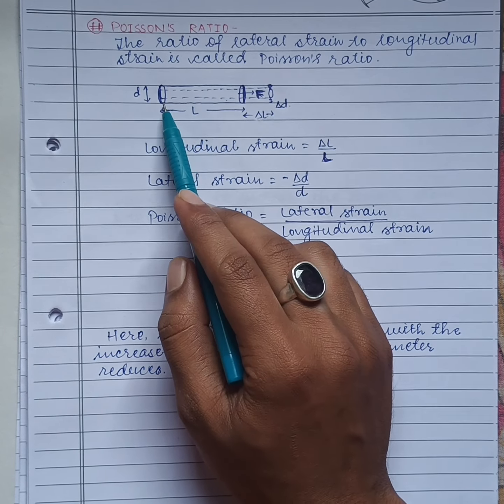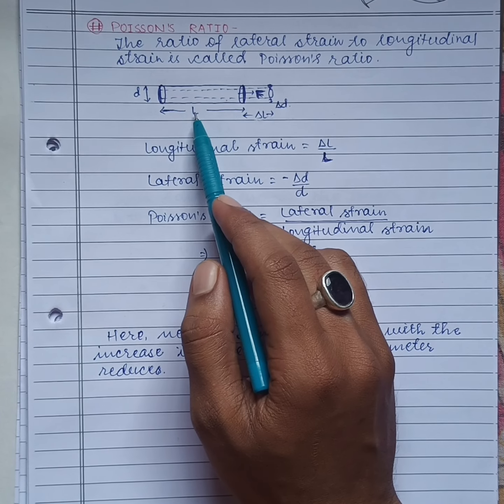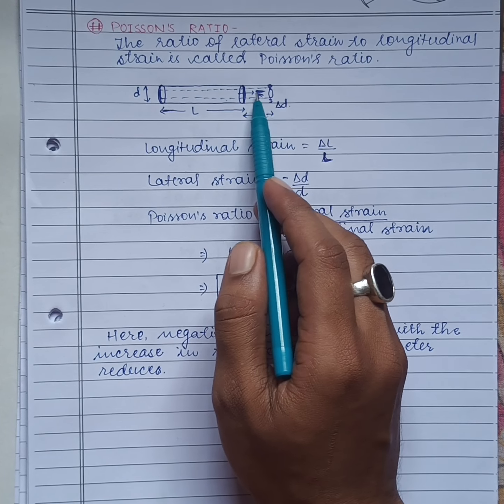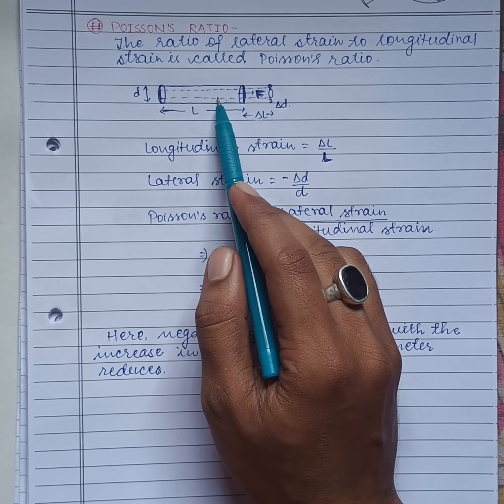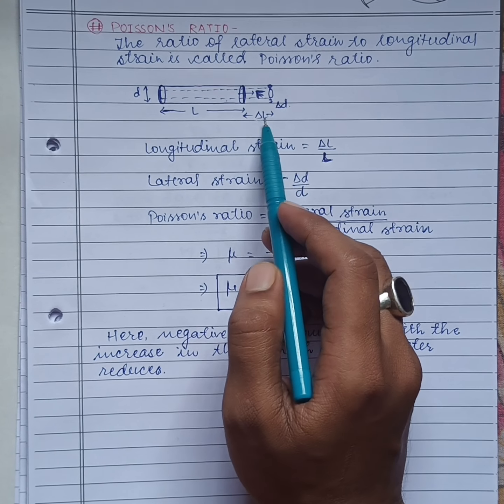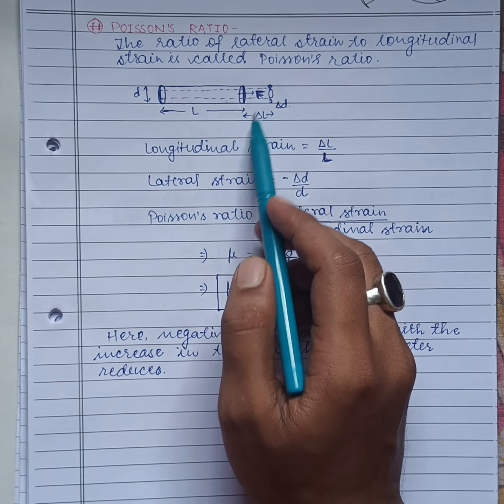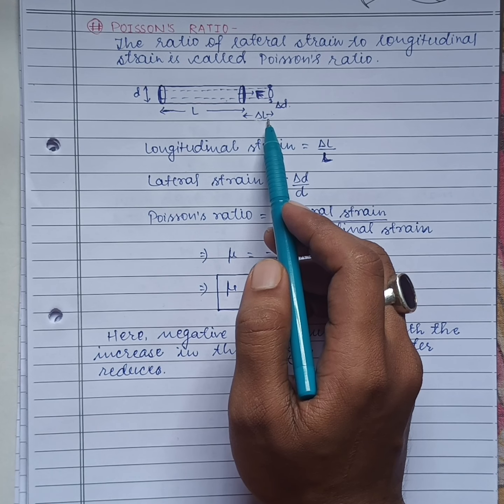Let us consider we have a wire of length L, and when we apply a deforming force on the wire, the length of the wire increases. Let us consider the length of the wire is increased by delta L.